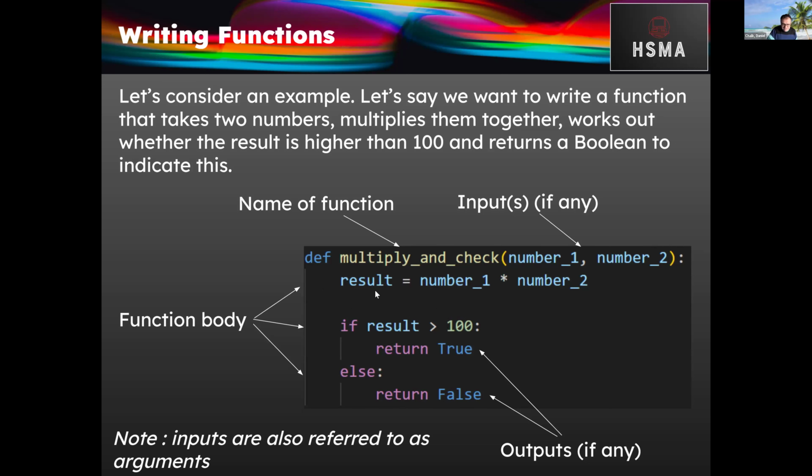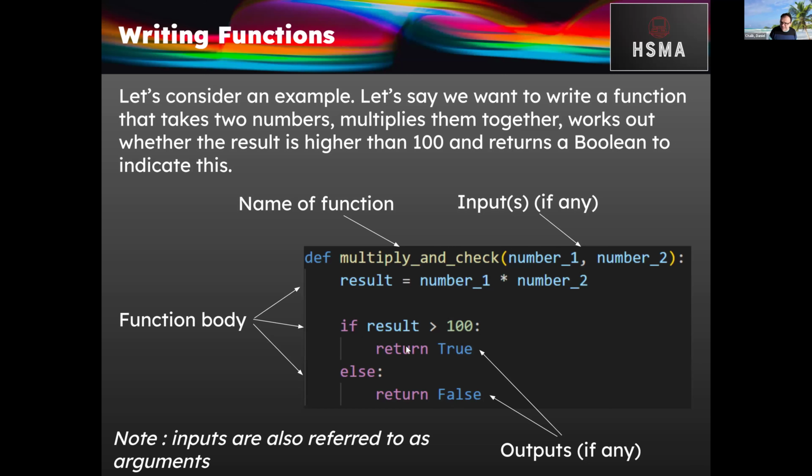You can see in the body of this function, we multiply number 1 by number 2, and we store that in a variable called result. Then we check, using a simple piece of conditional logic, if the result's greater than 100, return true, else return false. So these are the outputs.